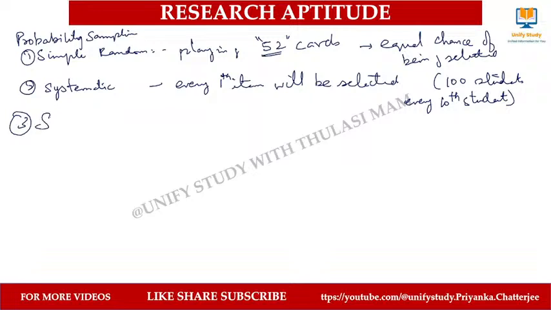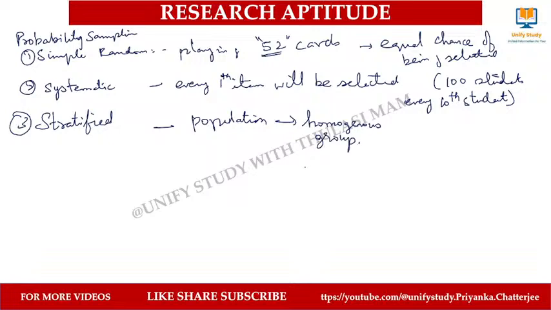The next, the third one, we move to what? Stratified sampling. Stratified sampling means what? The whole population is divided into groups, homogeneous groups. Note down, that is very important. Homogeneous means what? They will have common characteristics among them.